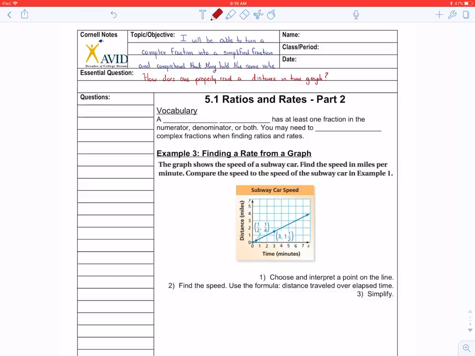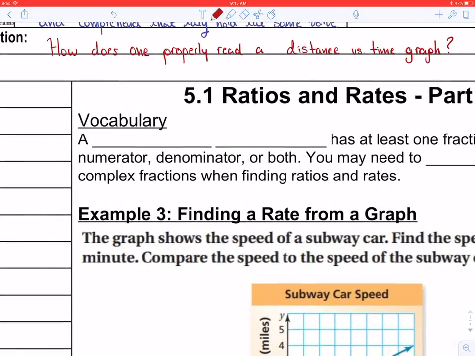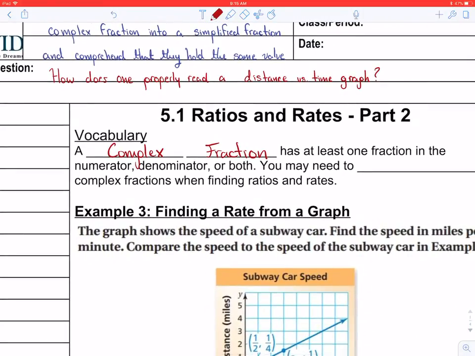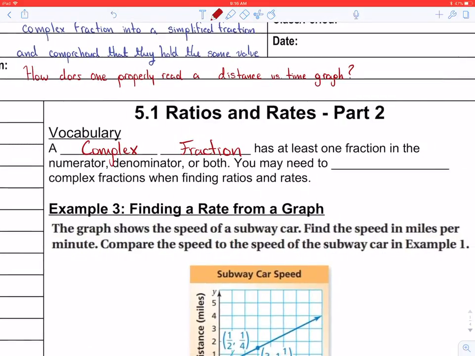So let's start off with some vocabulary. A complex fraction has at least one fraction in the numerator, denominator, or both. You may need to simplify/divide complex fractions when finding ratios and rates.